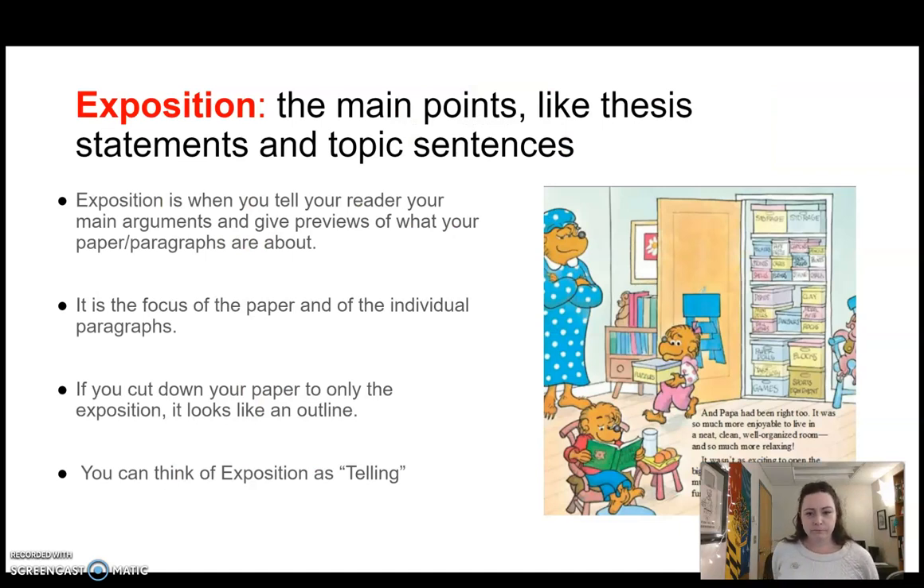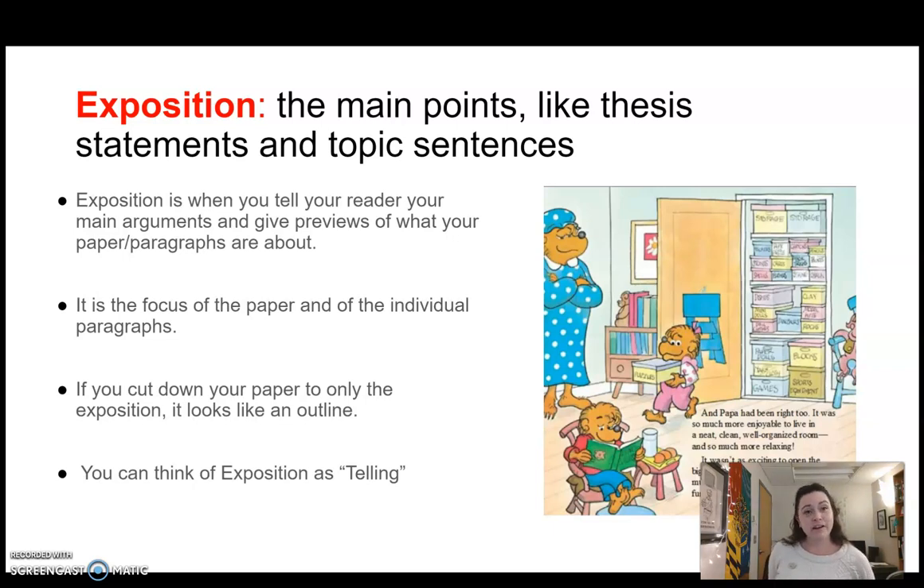All right, so the first bit that we need to look at is the exposition. When we talk about exposition, we're talking about main points, thesis statements, topic sentences, those sections of the paper. An expository sentence is one that gives previews of what you're about to tell us. They're explanation based or exposition based. So it provides the focus of the paper and of individual paragraphs. If you cut your paper down to nothing but exposition, it will look like an outline.